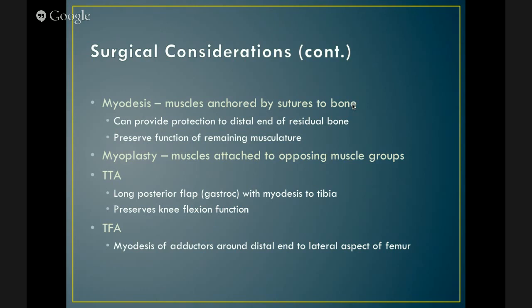So myodesis. All these terms sound a little similar, but they're a little different, right? Myodesis really gives you the best mechanical advantage. This is when you suture the muscle directly to the bone or the periosteum. Obviously, if you're suturing it to a big mover like a bone, it gives you the best mechanical advantage to lift or move that limb.